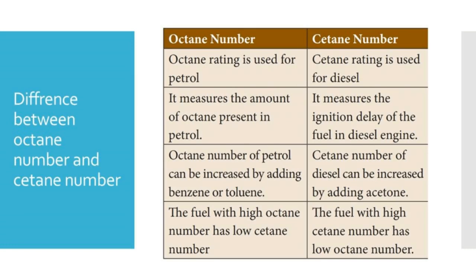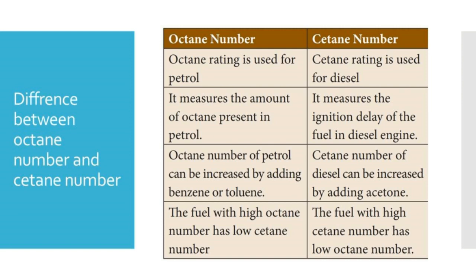Difference between octane number and cetane number. Octane rating is used for petrol and cetane rating is used for diesel. An octane number measures the amount of octane present in petrol and cetane number measures the ignition delay of the fuel in a diesel engine.